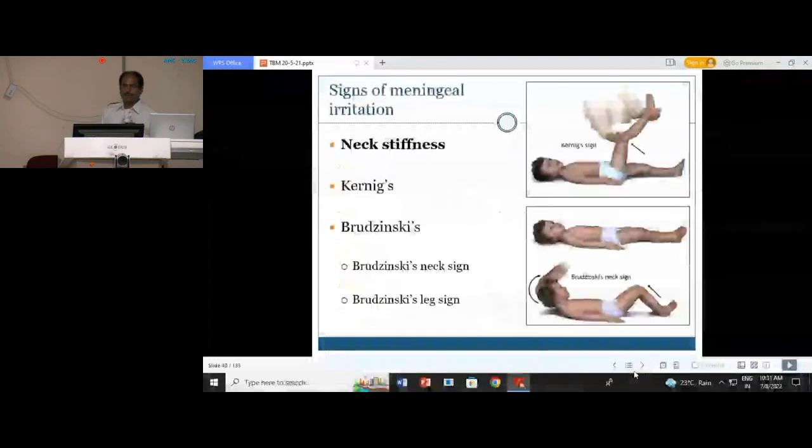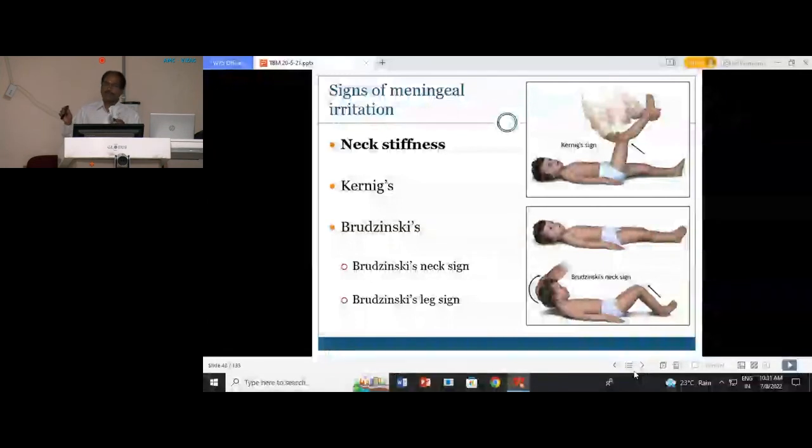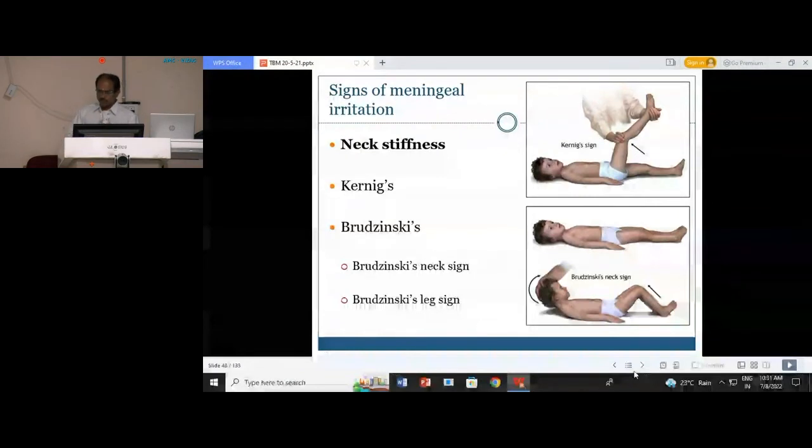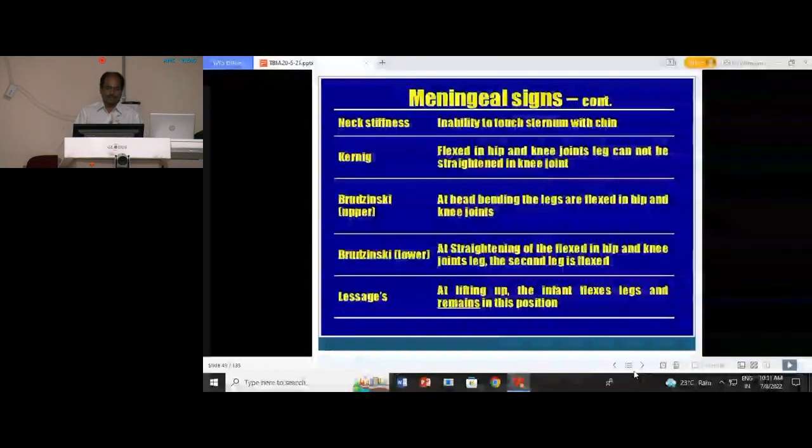So, signs of meningeal irritation. In subsequent slides you can see how to elicit neck stiffness. For the time being, the most important, most specific sign of meningitis is neck stiffness. Next you have Kernig's sign, Brudzinski's neck sign, leg sign, symphysis sign. You can see here. The meningeal sign, neck stiffness: unable to touch the sternum with the chin. You can see the subsequent slides: Kernig's sign, Brudzinski's sign, and Lesage's sign.